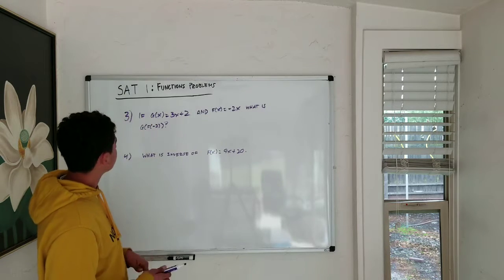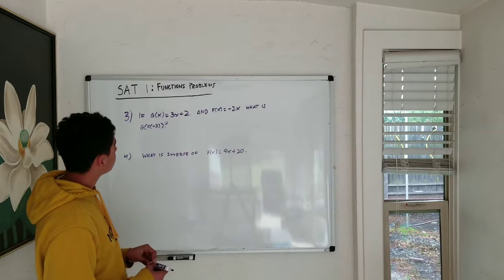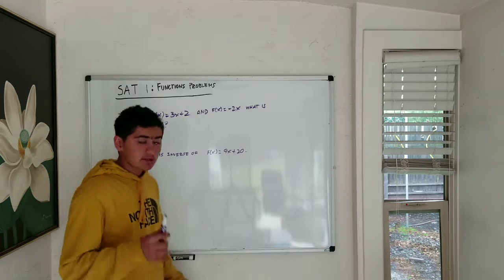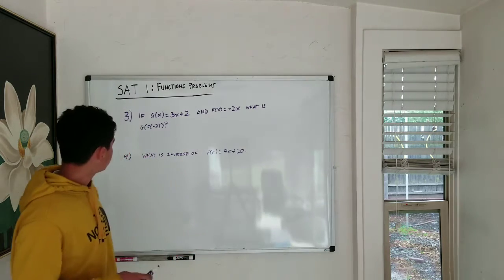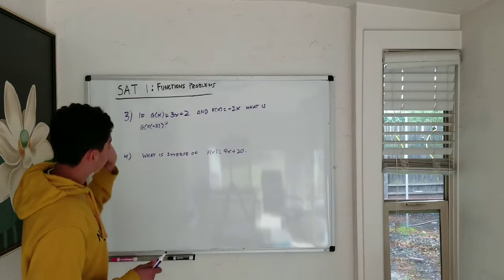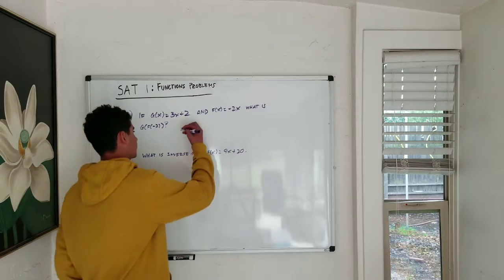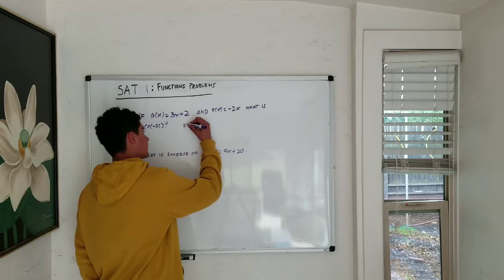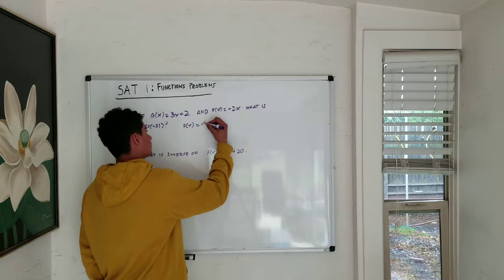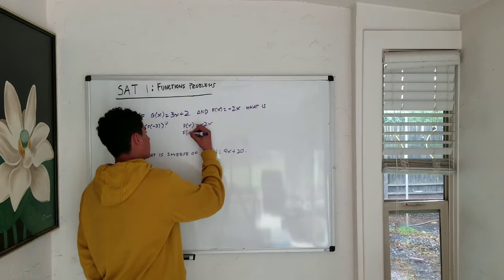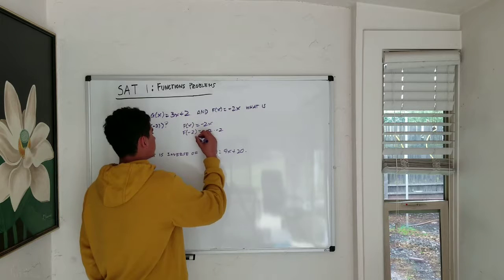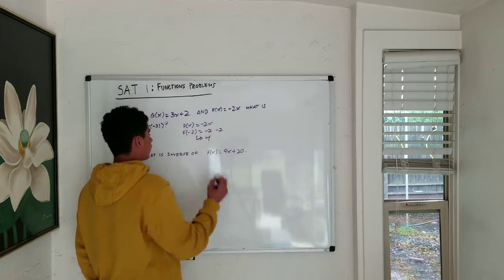This is one of the problems that is kind of common on the SAT. If g(x) is equal to 3x + 2 and f(x) is equal to -2x, what is g(f(-2))? Basically what this is saying is it wants you to find the value of f(-2) first. So we have f(x), and we're trying to find it at -2. So f(-2) is equal to -2 times -2, which in our case is equal to 4.